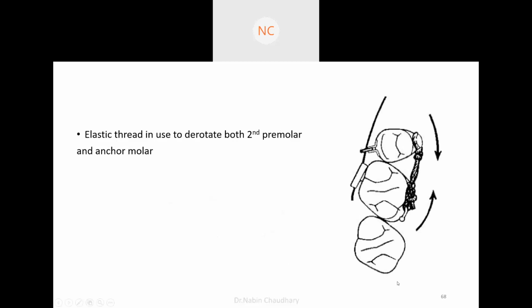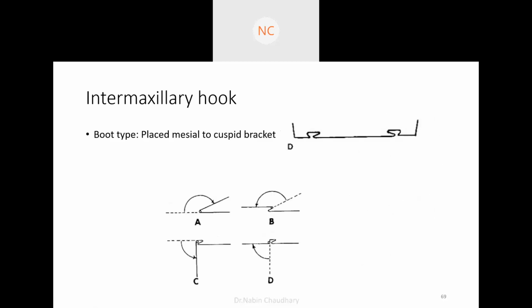Also, the elastic thread can be applied so that we can derotate the posterior tooth. And we can give the various intermaxillary hooks so that we can apply the intermaxillary elastics in order to correct the molar occlusion. So the first type of intermaxillary hook is the boot type of hook, and it is called the boot type because the shape is similar to the shape of a boot.